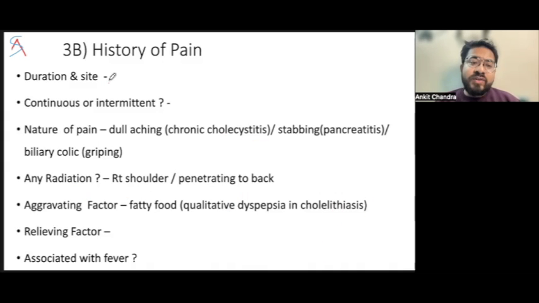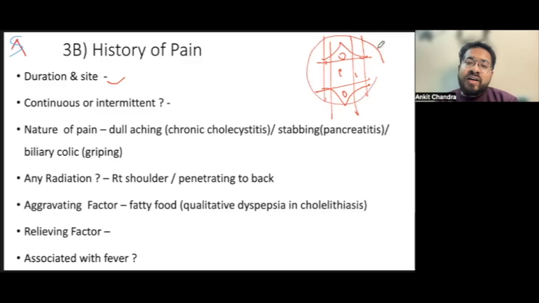After this, you have to look for the history of pain. Which side is the pain? Is it epigastric, or is it right hypochondrium pain, left hypochondrium pain? Decide the parts. As you already know, the abdomen is divided into 9 parts. Hope everyone is well versed with it. And then what are the differential diagnoses of this pain? I'll be dealing with that in the video on right iliac fossa mass. What is the nature of the pain?